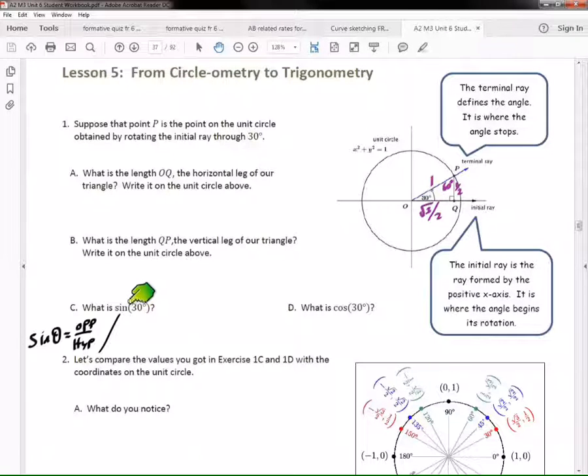Okay, so this says, what is sine of 30 degrees? Well, here's 30 degrees, people. What's the opposite side to this 30 degrees? 1/2. So sine of 30 degrees is going to be 1/2 divided by, and what's my hypotenuse? One. What is 1/2 divided by 1? It is 1/2. Very nicely done. Sine of 30 degrees is 1/2. Well, that didn't seem so bad.